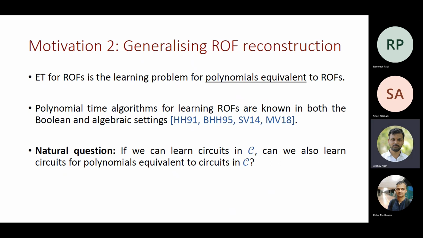And so it's natural to wonder that if we can learn circuits from the circuit class script C, can we also learn circuits from polynomials equivalent to circuits in script C? Because as I said before, if two polynomials are equivalent, they're essentially the same up to a change of the coordinate system. So if I can learn a polynomial f, I should probably also be able to learn a polynomial equivalent to f. Because morally speaking, that is just equivalent to learning f and that coordinate system. That's just it.